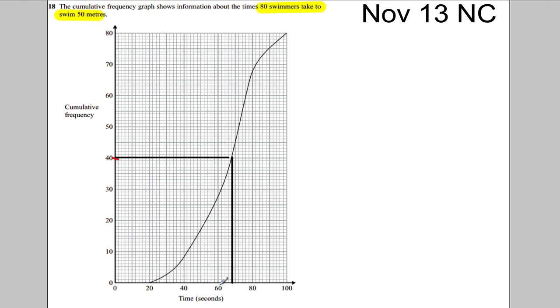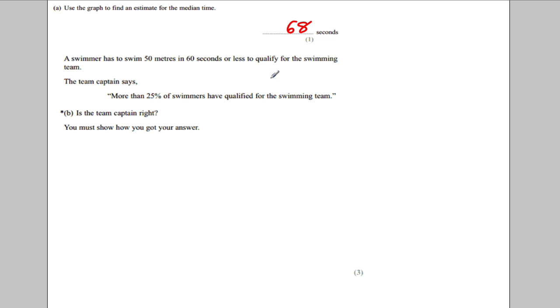Now, be careful, there are 10 squares worth 20, so each square must be 2 because this must be 70 midway between. So this is 68, 2, 4, 6, 8. So the median is 68 seconds. A swimmer has to swim 50 meters in 60 seconds or less to qualify. So they have to be less than 60 seconds to qualify.